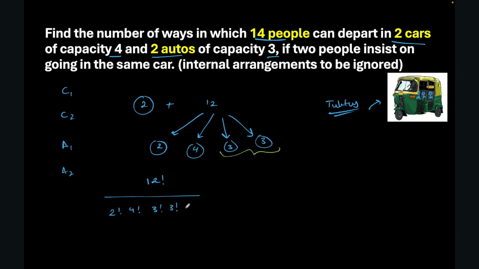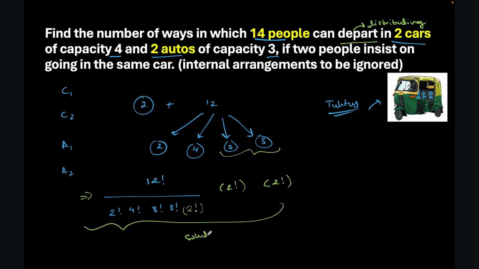So I'm going to divide it by 2 factorial. Okay, so now, are we done yet? Well, not quite. Because if you remember, these people are departing. So it's kind of like distributing them in the different means of transportation that we have. So we have 2 cars and 2 autos. So that means 2 factorial for the 2 cars C1 and C2, and 2 factorial for the autos. Now we can say we have the final solution.